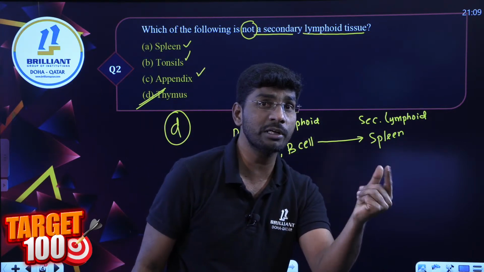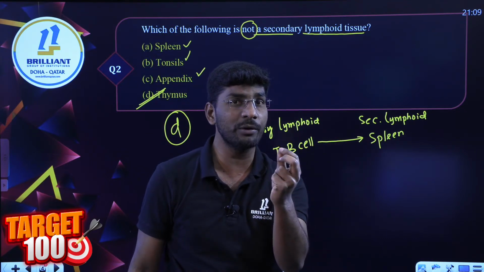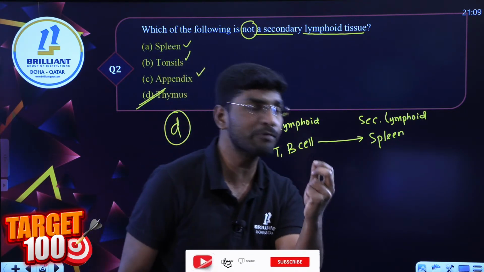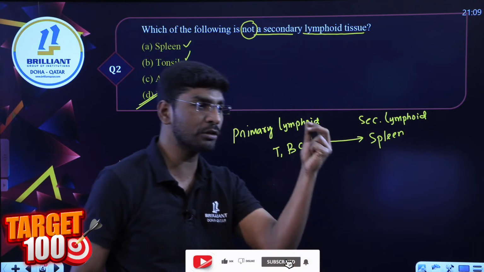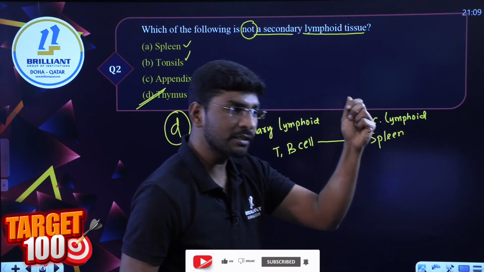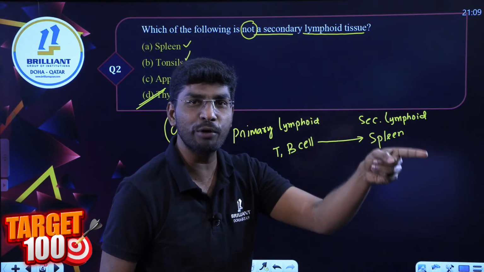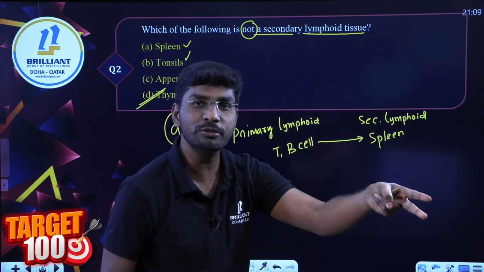Along with the thymus, can anyone tell me the second primary lymphoid organ? One more organ is there, that is the second primary lymphoid organ. What is that along with thymus? Any one of you? Bone marrow, right? Yes, exactly, absolutely correct. So bone marrow and the second one is the thymus.